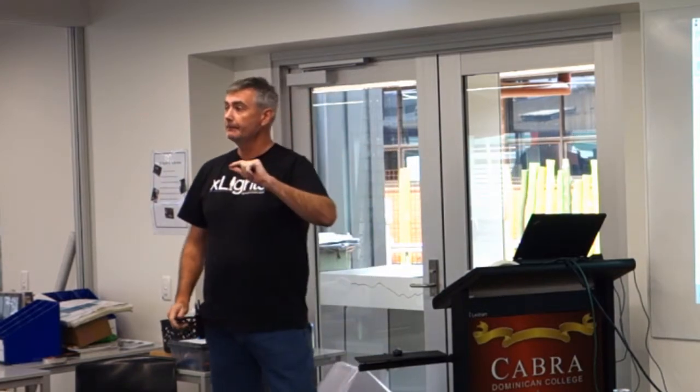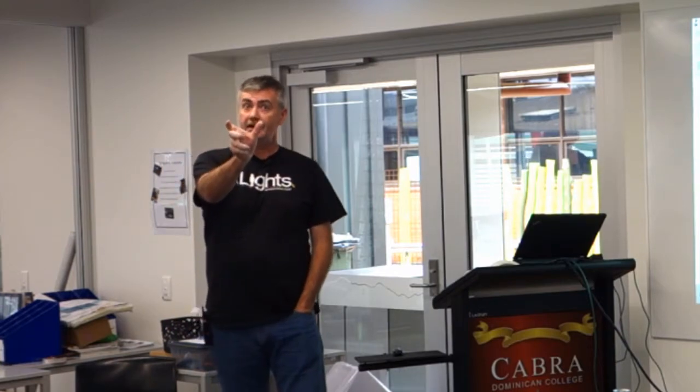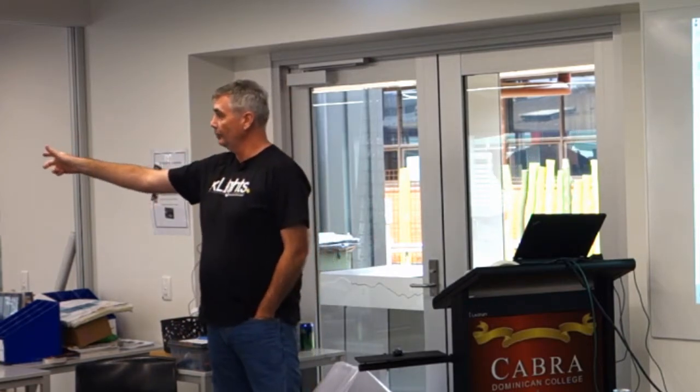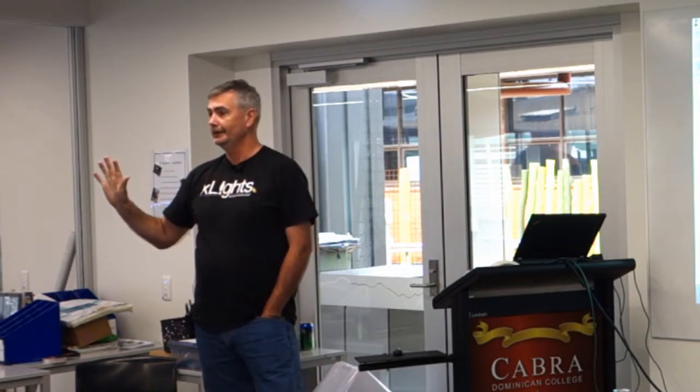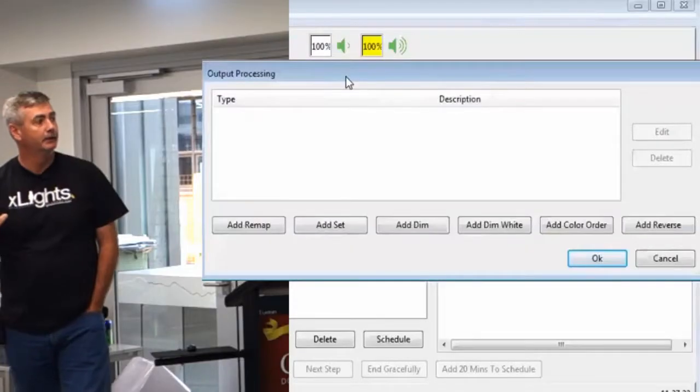So the remap, which FPP does support, lets you take a set of data from a particular channel range and copy it somewhere else in your display. So if you're running an LOR controller, you've got a dead output, and you want to plug that thing into another one, you don't want it to redo all your data, you can just remap the data across and we copy it just before it gets sent out. And you don't need to regenerate everything.